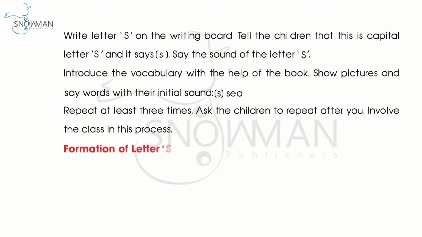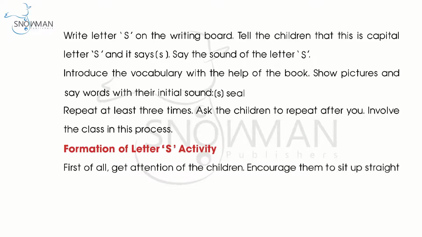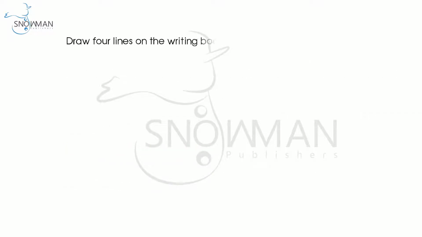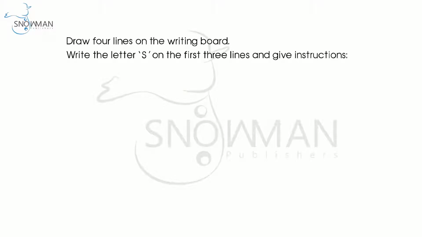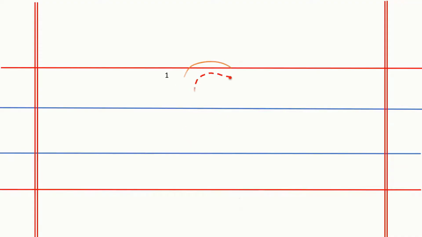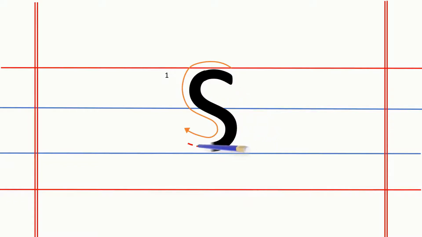Formation of letter S activity. First of all, get attention of the children. Encourage them to sit up straight and not bend their backs. Draw 4 lines on the writing board. Write the letter S on the first 3 lines and give instructions. Start from the red point. Draw a half circle. Then turn and draw an opposite half circle.